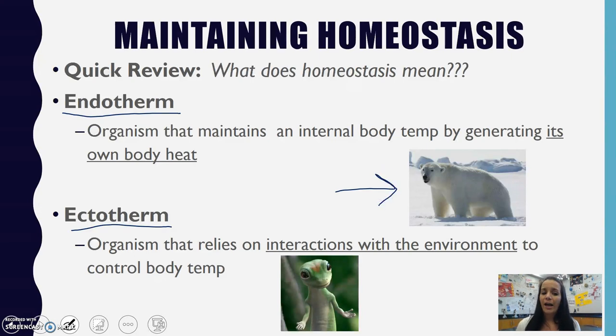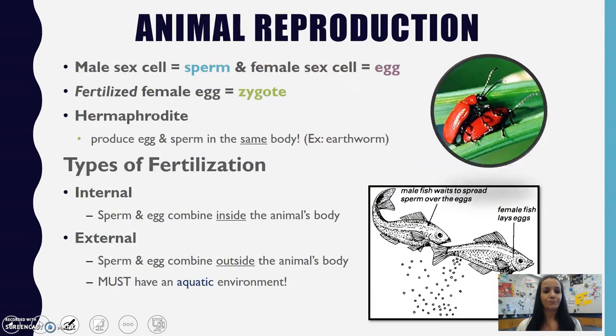And then we also have an ectotherm, which is like reptiles, like Zima. They rely on interactions with their environment to control body temperature. As they get cooler, they lose energy, they can't move as quickly, and when they're warm, they're very, very mobile.